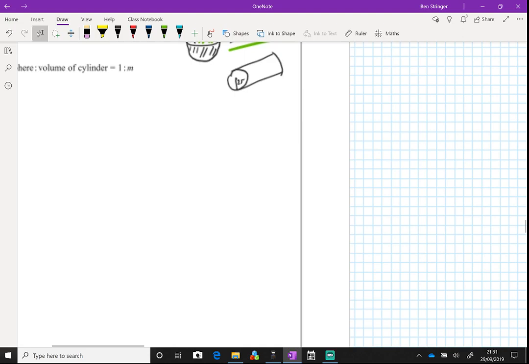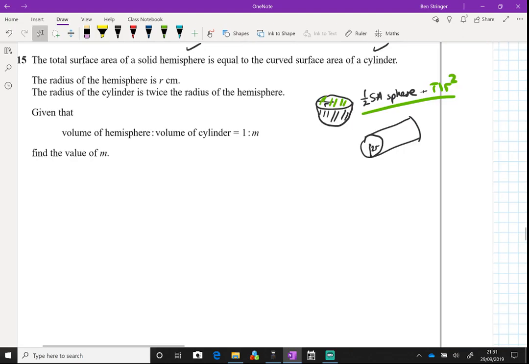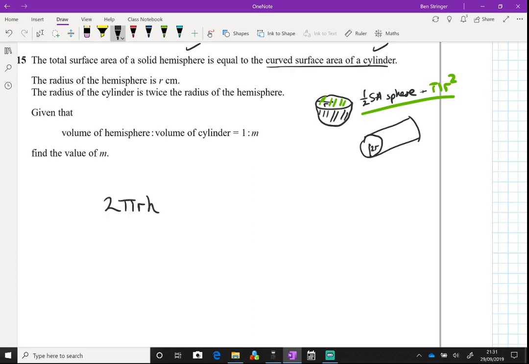So it says here, actually we've got them, beautiful sketches. It says the curved surface area of a cylinder. So does it say curved surface area of a cylinder? Yeah. It's 2 pi RH. Oh, it's the curved surface area of a cylinder, which is this bit.